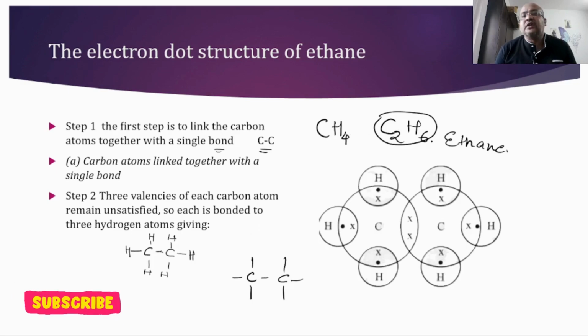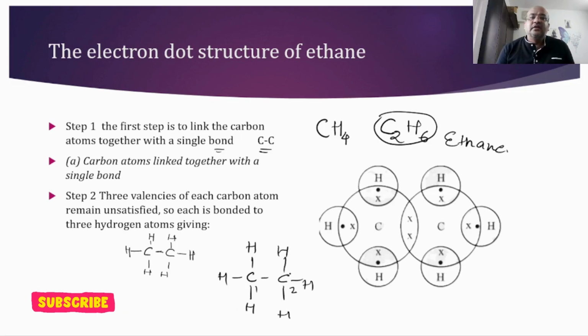Now, how many hydrogens have I got? 6. So I will write the hydrogens like this. 3 hydrogens I have written for carbon number 1, and for carbon number 2, I will write down 3 other hydrogens also. So now I see the 6 hydrogens I have written.